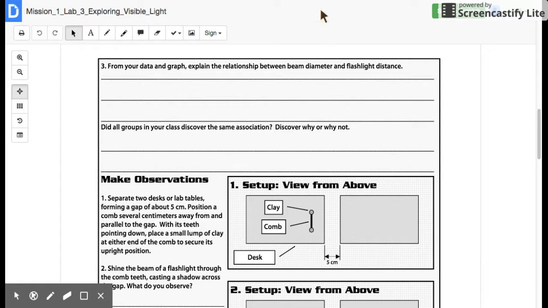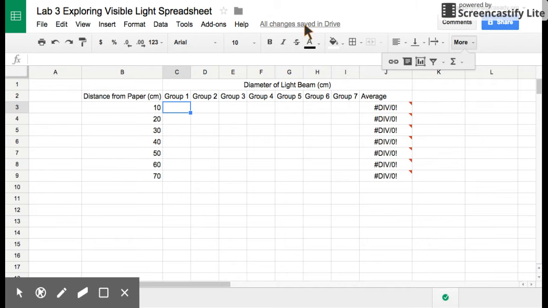Well, in order to figure out if you did, I'll have a Lab 3 Exploring Visible Light spreadsheet set up. When you finish your measurements, you're just going to go into your Google Classroom. You or your partner, either one of you, are going to put your lab group's data in here. So for example, if you're the first group to log in here and you found that this was 50 centimeters, you're going to put your information in. Then let's say the next one is 60 centimeters and 70 centimeters, etc.